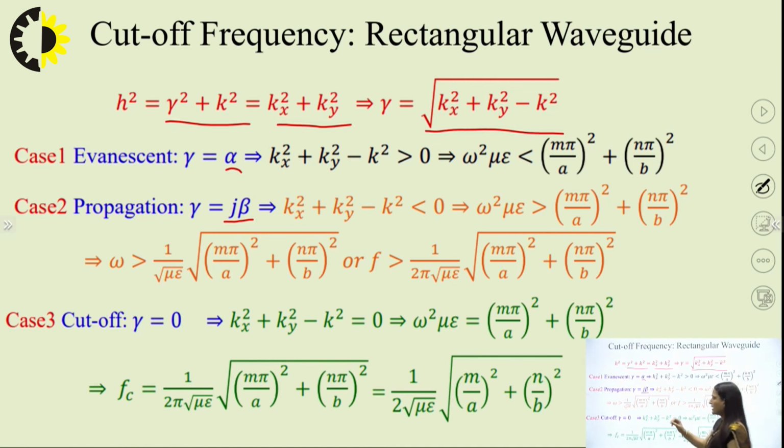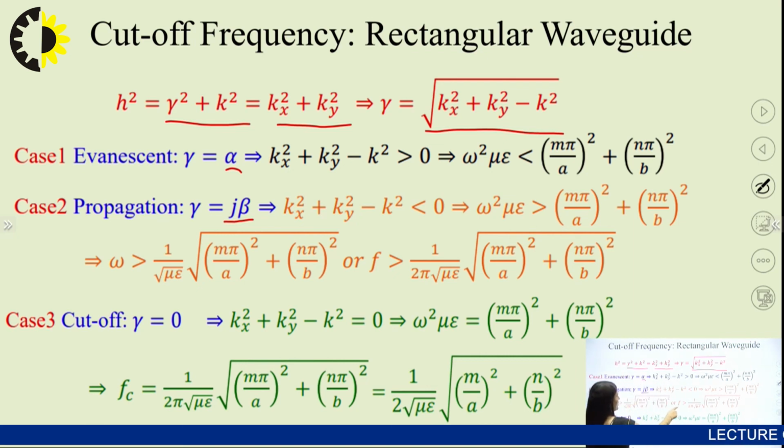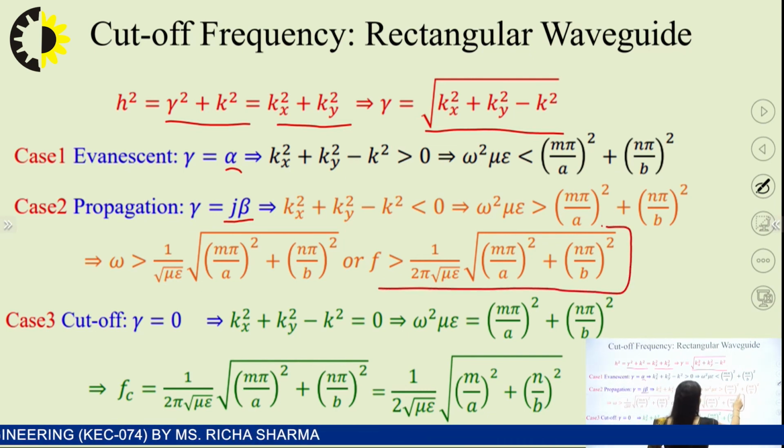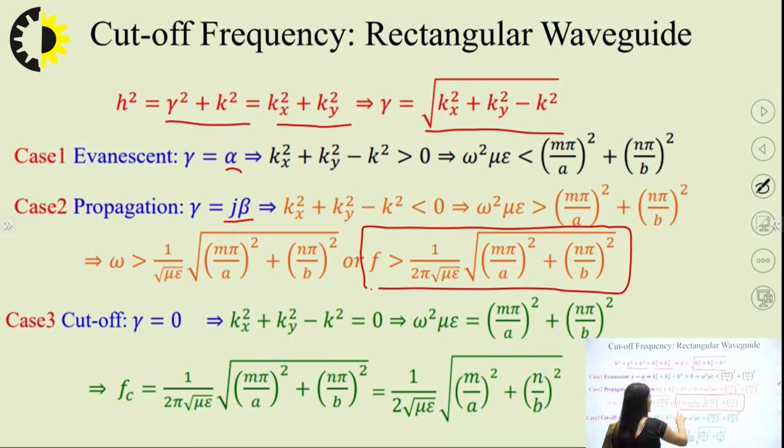So it can be written as omega is greater than or equal to 1 upon under root mu epsilon times this, or in terms of frequency, f is greater than or equal to 1 upon 2 pi times this. It means a signal with frequency greater than this will travel through the waveguide. Cutoff frequency is when gamma is equal to 0, that is, when both are equal. This is your cutoff frequency. The waveguide behaves like a high pass filter. So this is your cutoff frequency formula.